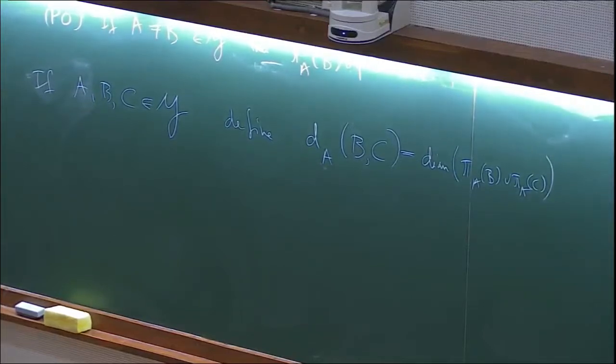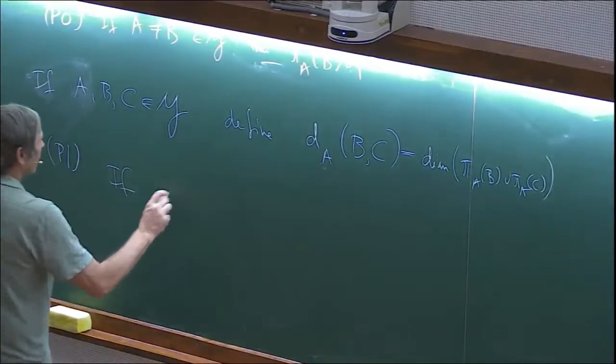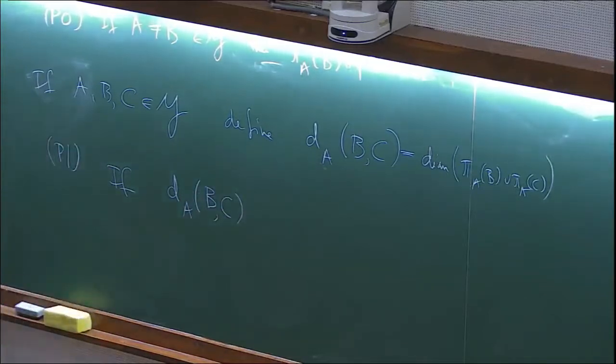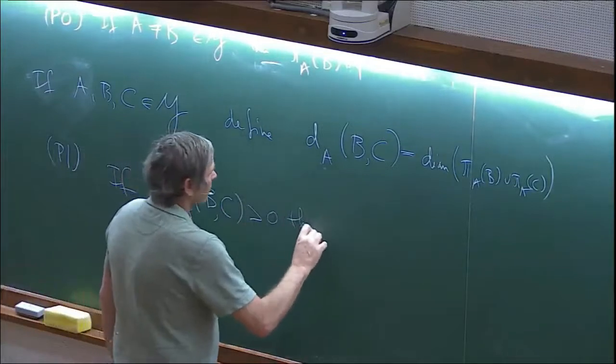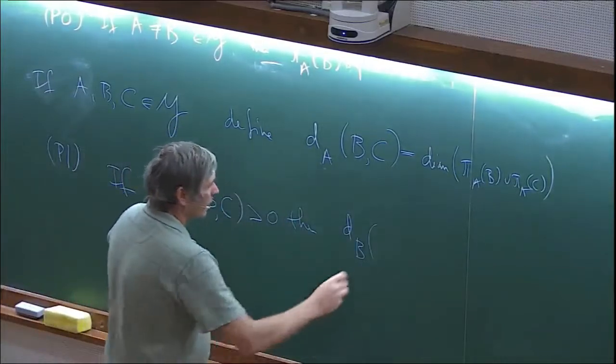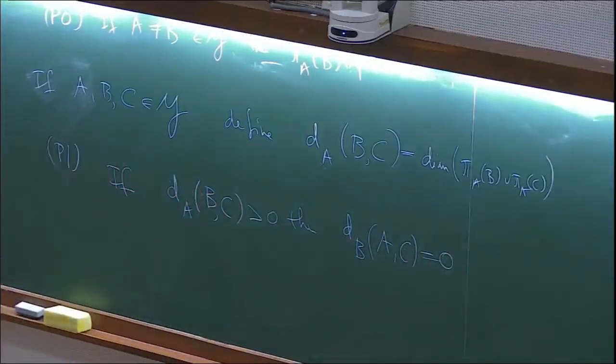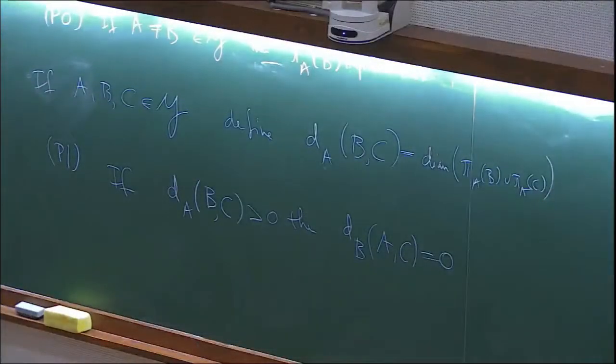Okay, so this P1 property is that if the distance between B and C measured on A is positive, then in fact the distance in B between A and C is actually zero. If you have three lines, A, B, and C, then you can form three of these distances. You can pick any one of the three and project the other two on that, and measure the distance. So you get three numbers. And what P1 is saying is that at least two of those numbers are zero, maybe all three are.